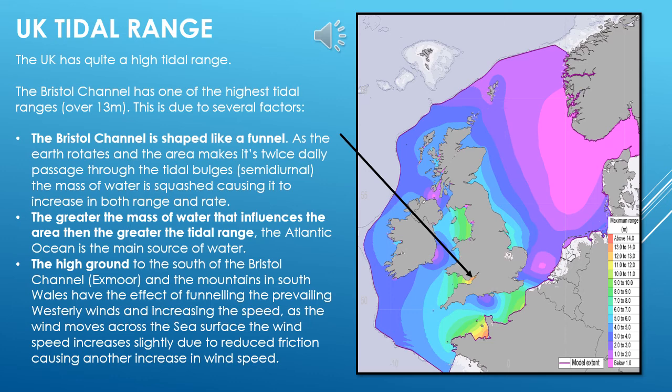As you can see from the map on the right hand side, the Bristol Channel, where the arrow is, has got one of the highest tidal ranges in Europe. Essentially, because the land is shaped like a funnel, it amplifies the effect of the tide a lot more. And you can see your tidal range can be up to 14 meters. That's ridiculously high, isn't it, when you think about it? 14 meters of water difference between high tide and low tide.